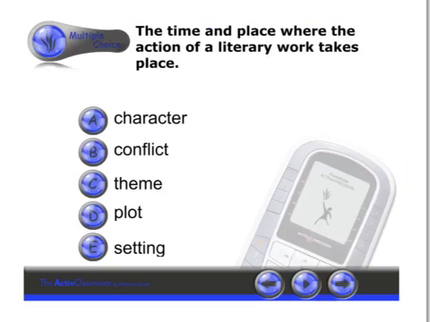Let's do a quick check for understanding. The time and place where the action of a literary work takes place is the A, character, B, conflict, C, theme, D, plot, E, setting.